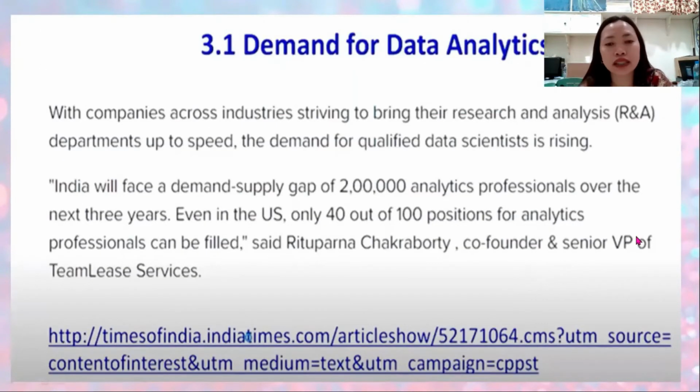With companies across industries striving to bring their research and analysis, or R&A, departments up to speed, the demand for qualified data scientists is rising. India will face a demand-supply gap of 2 million analytics professionals over the next 3 years. Even in the United States, only 40 out of 100 positions for analytics professionals can be filled. So imagine the shortage. That was according to Rituparna Chakraborty, the co-founder and senior VP of Team Lead Services.